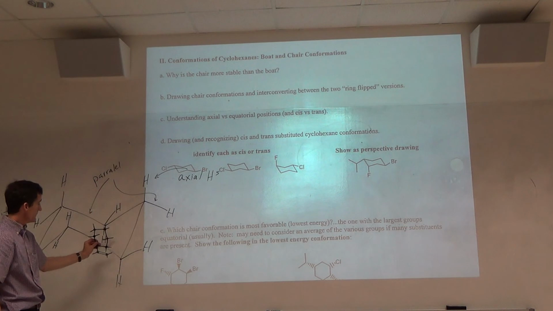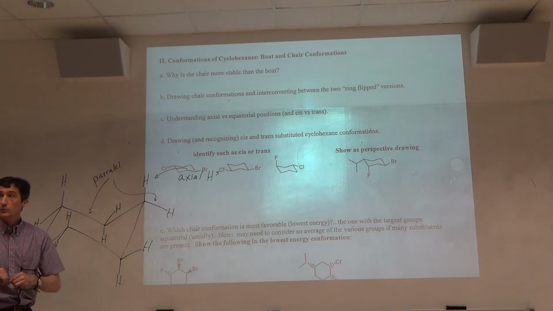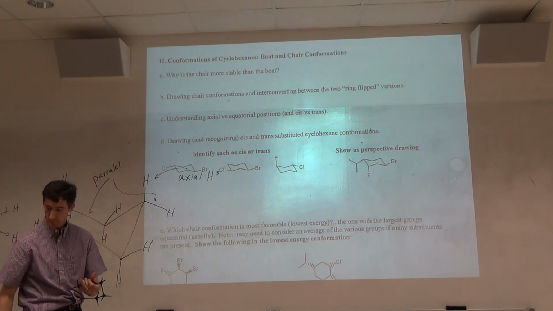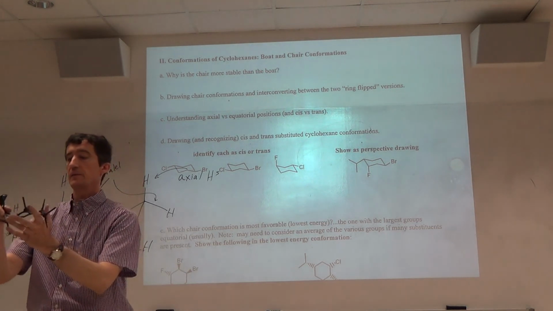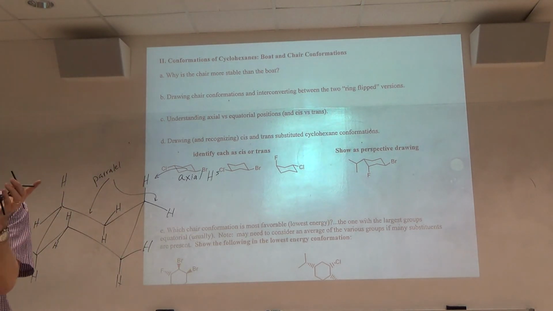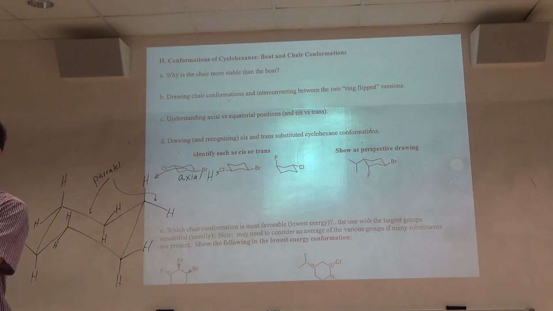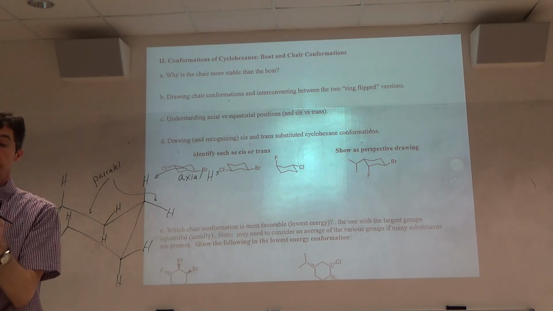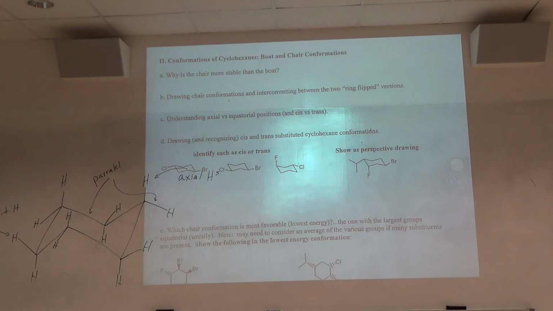Now, the ring can undergo what's called a ring flip. And this would be sort of like the other thing, rotate. This could come down, and this could come up. When it undergoes a ring flip, all axial H's move to equatorial, and all equatorials move to axial. Okay? Let's put a group on one.